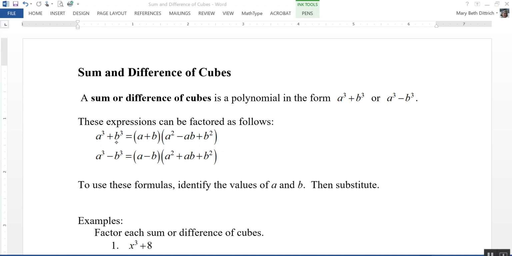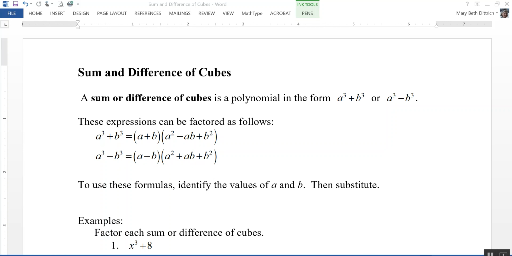A cubed plus b cubed is equal to the quantity a plus b times the trinomial a squared minus ab plus b squared. And the difference of cubes, a cubed minus b cubed, can be factored into the quantity a minus b times the trinomial a squared plus ab plus b squared.